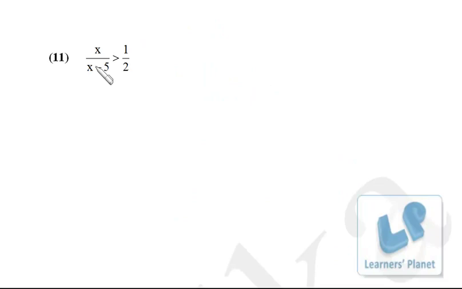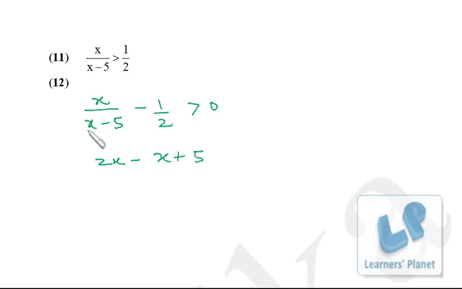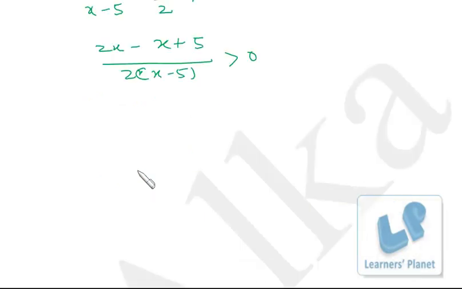Similarly, we see this: x upon (x minus 5) greater than 1 by 2. So what I can do is x upon (x minus 5) minus 1 by 2 greater than 0. Take LCM: (2x minus x plus 5) by 2(x minus 5) is greater than 0. Okay, now 2x minus x, that is (x plus 5) upon 2(x minus 5) is greater than 0.